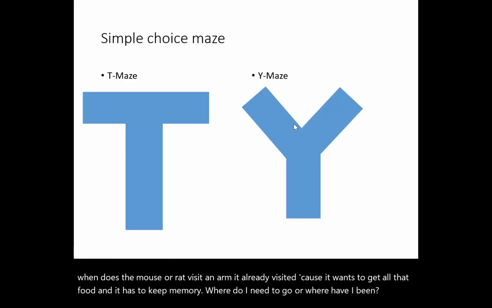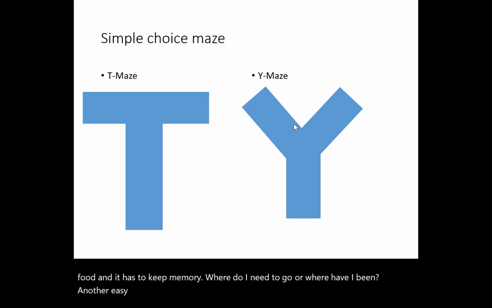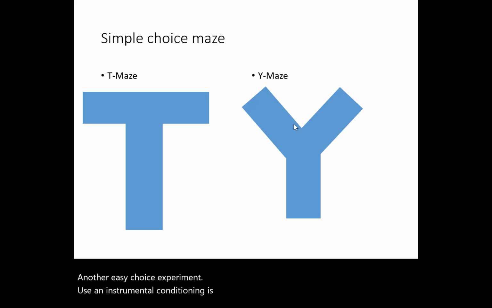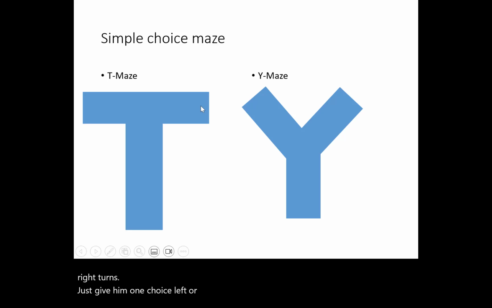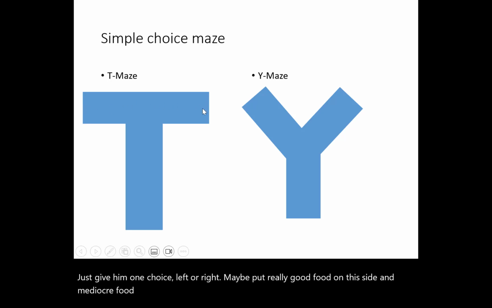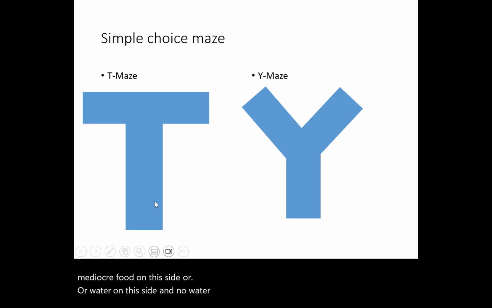Another easy choice experiment used in instrumental conditioning is just a T maze or a Y maze. Instead of doing this really complicated Hampton Court maze where there's a lot of left turns and a lot of right turns, just give them one choice, left or right. Maybe put really good food on this side and mediocre food on this side, or water on this side and no water on that side, and make the animal thirsty.